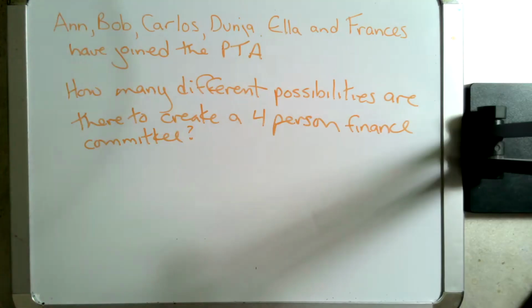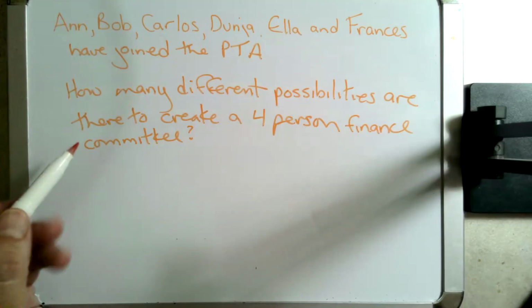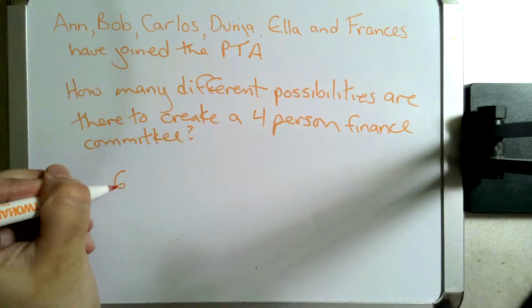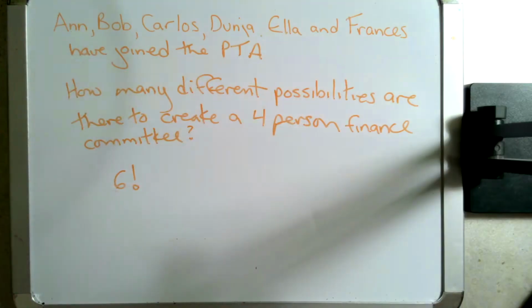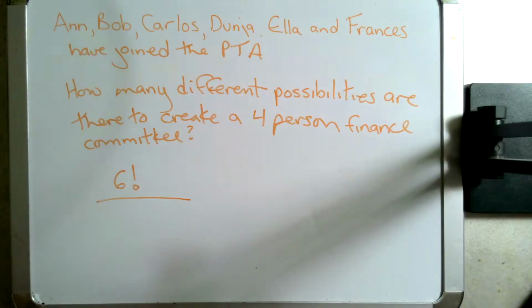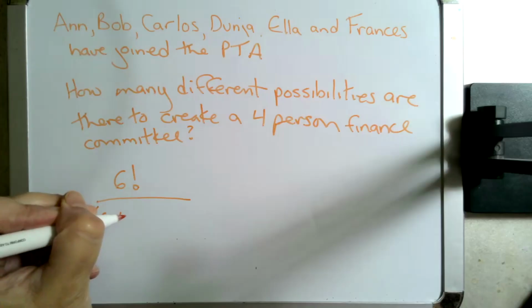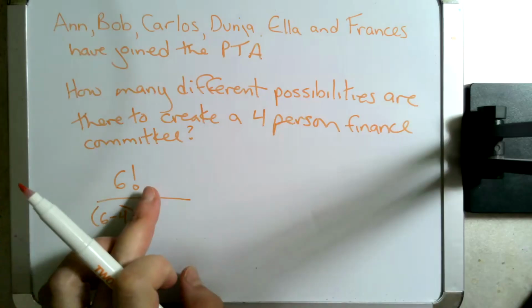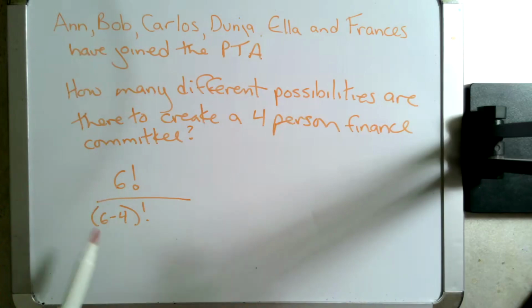Okay, so if this were a permutation and our order matters, we know how we would start, right? We know that we would start with, there are 6 different people, so 6 factorial would be our numerator. And we know that in our denominator, we need to divide away 6 minus 4 factorial, right? We want to keep the first 4 positions, but get rid of the last 2, right? 6 minus 4 is 2.